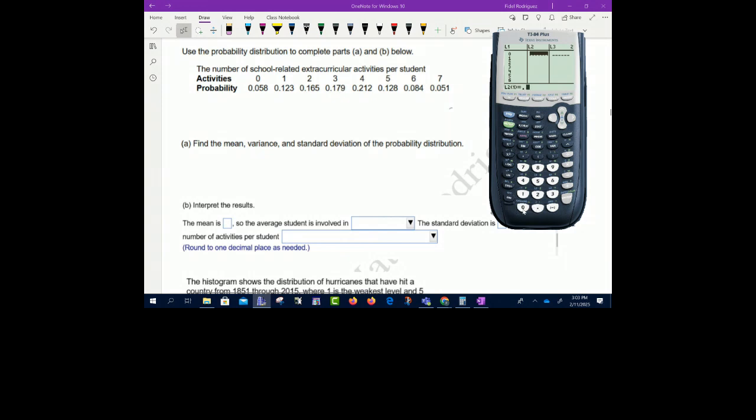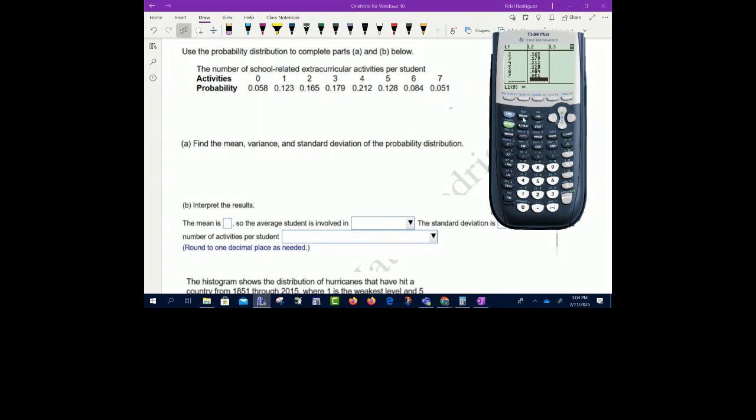So 0.058, okay, 0.123, 0.165, 0.179. The hardest part, y'all, honestly, is just entering these numbers in. 0.212, 0.128, 0.084, and 0.051. Go down. Okay, now I want to get out of here, y'all.